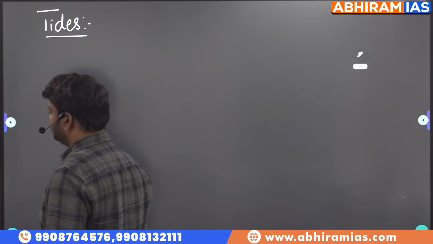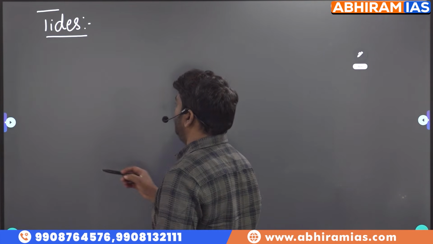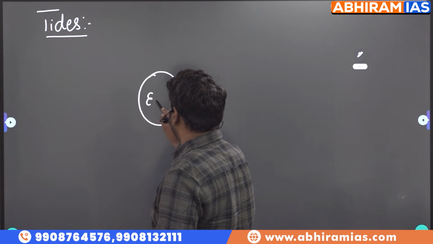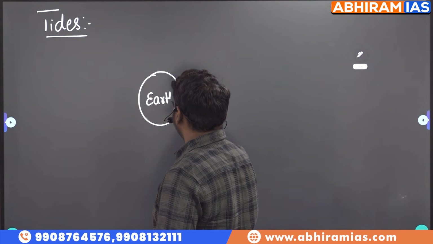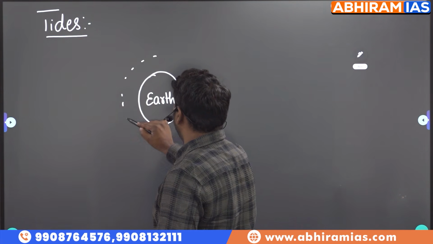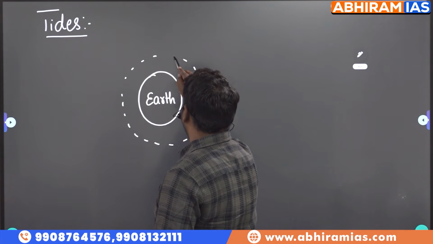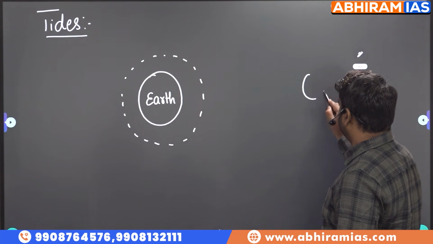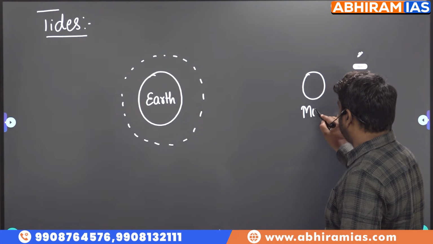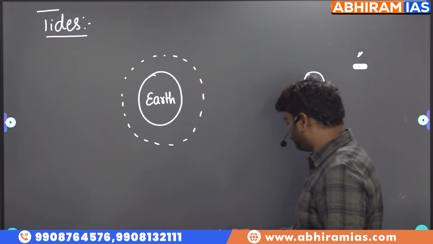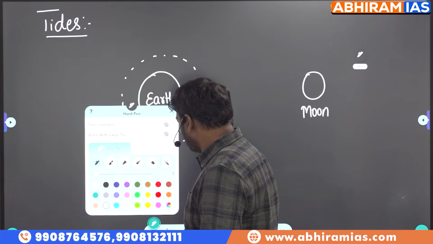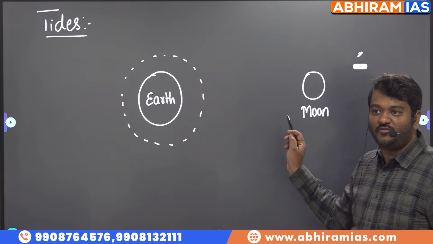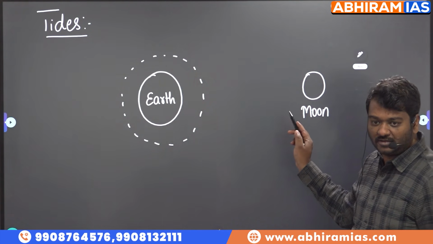We'll see tides. Okay. Tides are due to the gravitational pull of the moon. Gravitational pull of the moon is responsible for the tides.